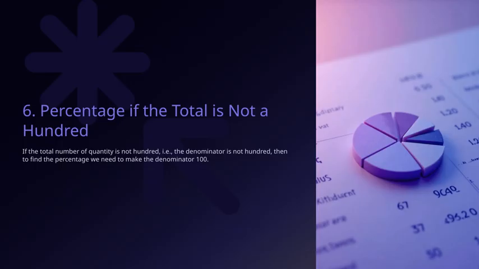Without this adjustment, our percentages wouldn't accurately reflect the proportions. So, whenever we encounter a total that isn't already 100, remember we just have to normalize it to 100 before calculating the percentage. This step ensures our data remains consistent and meaningful within the context of percentages.